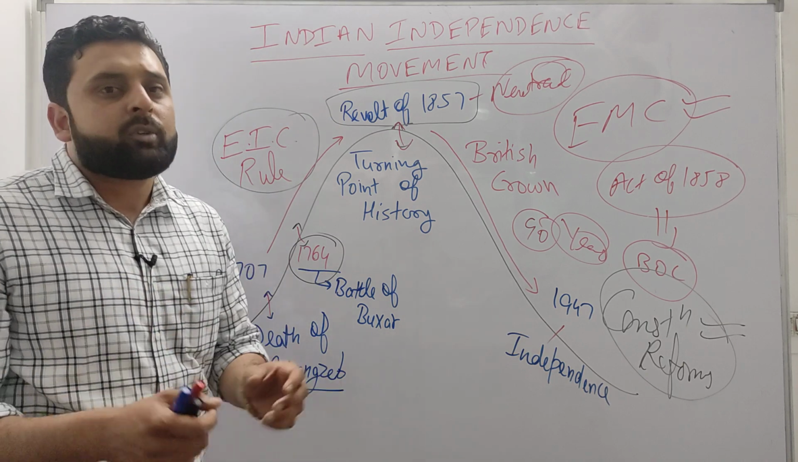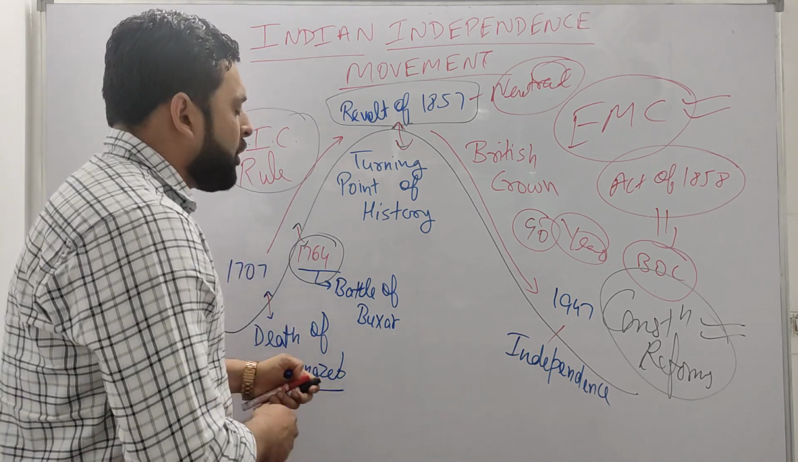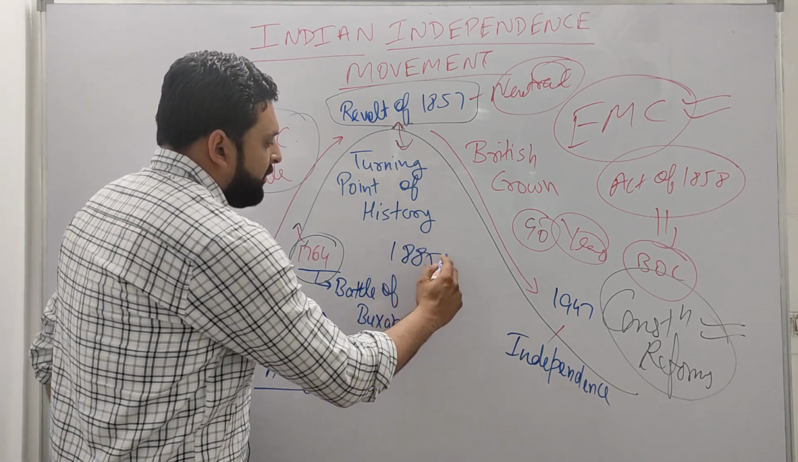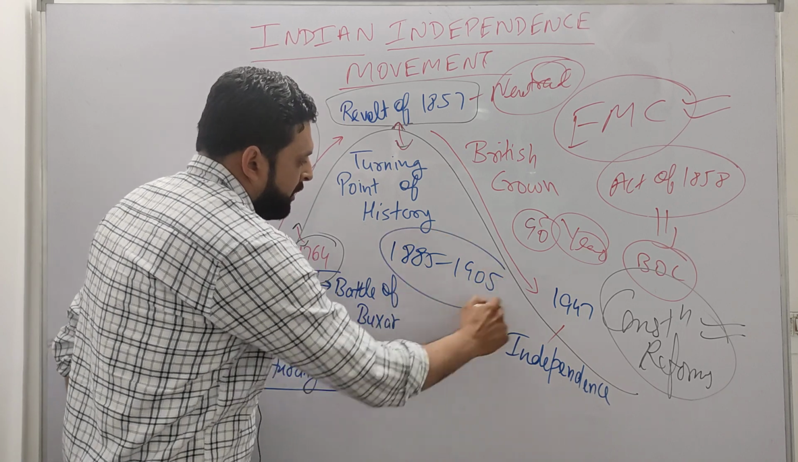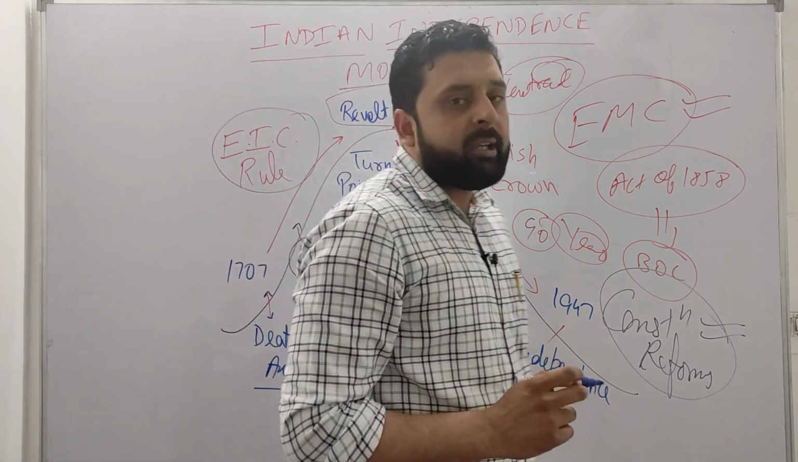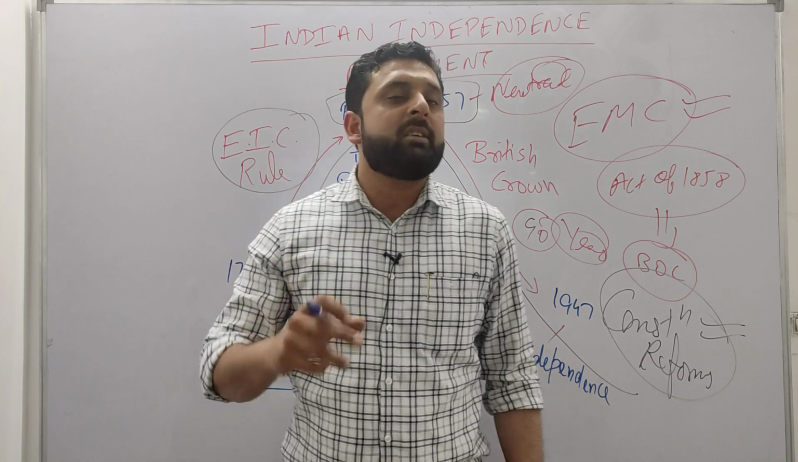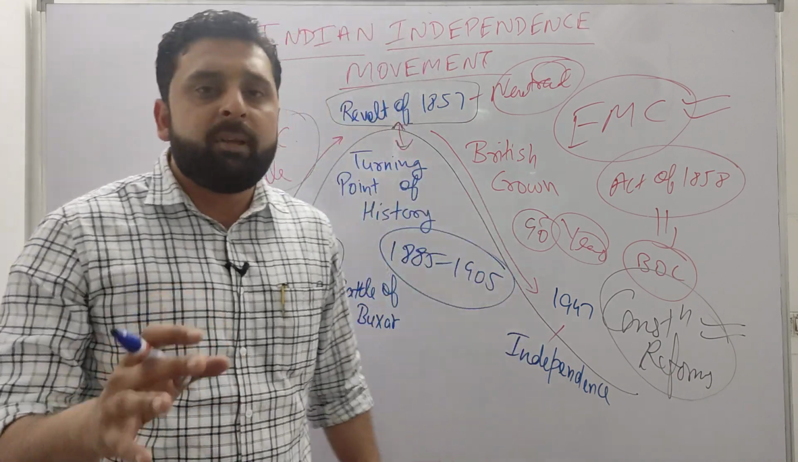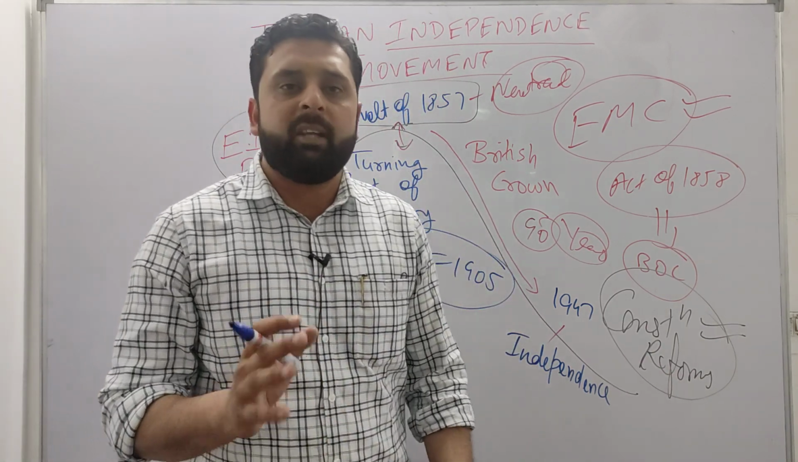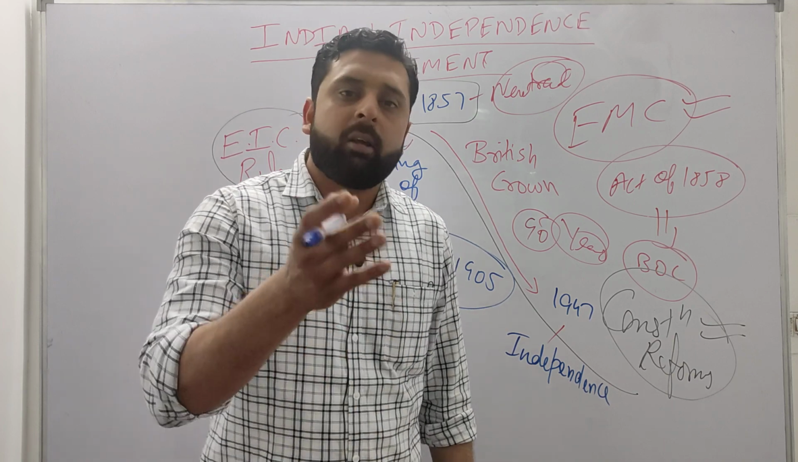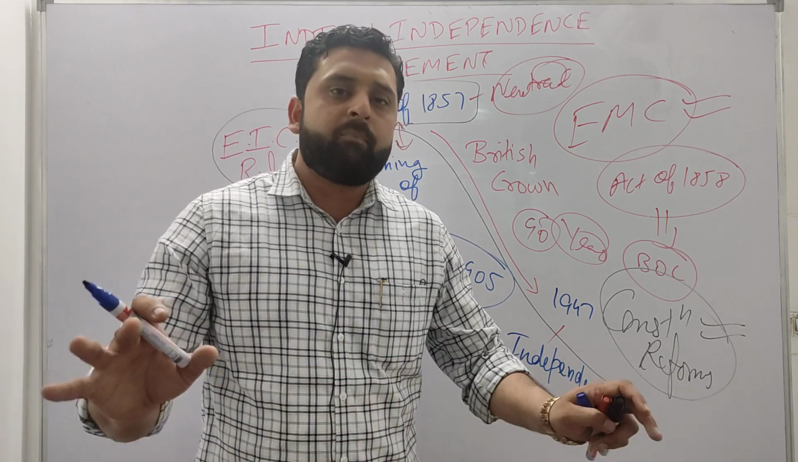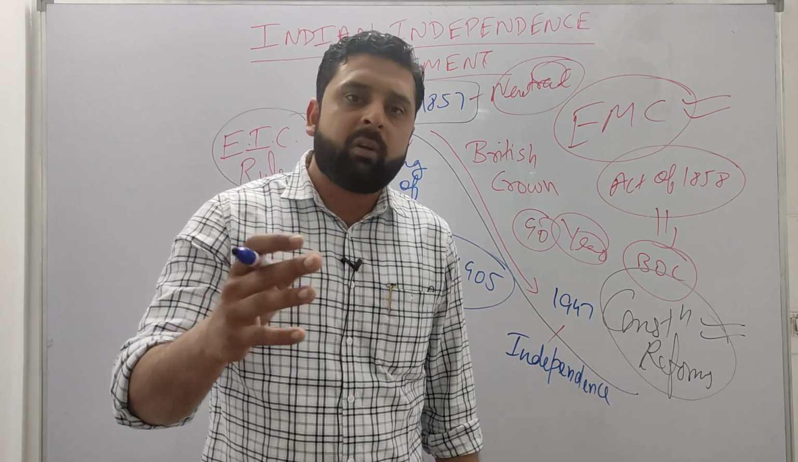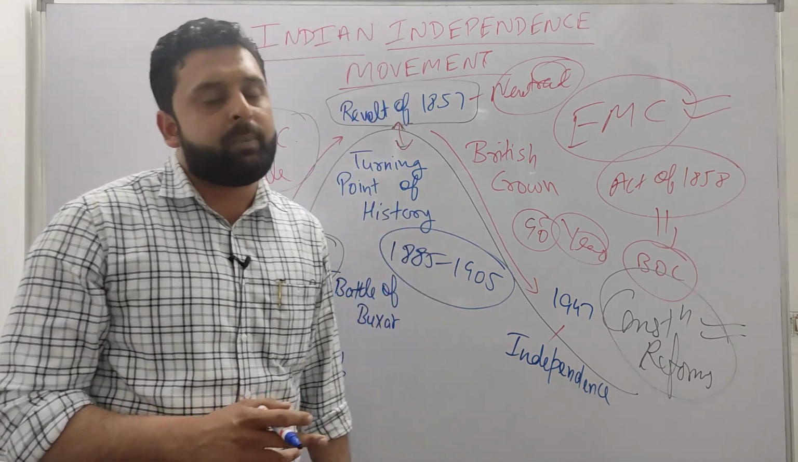But the moderate phase of Congress that I am talking about, 1885 to 1905, was a phase led by very senior citizens, you can say. So they just believed in constitutional reforms. They just believed in doing prayers or requesting Britain. They were not willing to do any kind of protest or any kind of passive resistance against Britain.